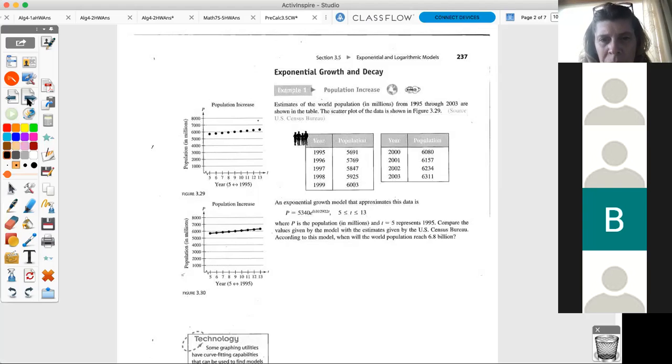Now it says compare the values given by the model with the estimates given by the US Census Bureau. According to this model, when will the world population reach 6.8 billion? Okay, so figure 3.30 is actually doing that first part of the problem for you. If I were doing this in my graphing calculator, do you want me to just go ahead and do it, or are you all good with that? We don't need to spend the time. Yeah, we're good.